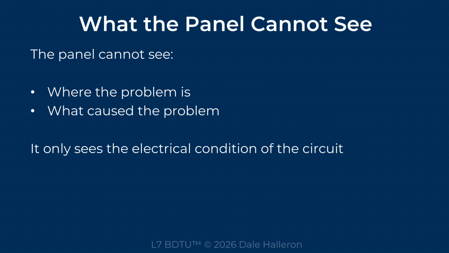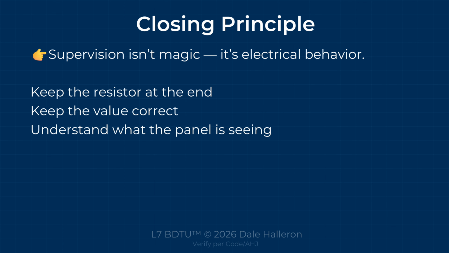What the panel cannot see. The panel cannot see where the problem is or what caused the problem. It only sees the electrical condition of the circuit. Supervision isn't magic, it's electrical behavior. Keep the resistor at the end, keep the value correct, and understand what the panel is seeing.